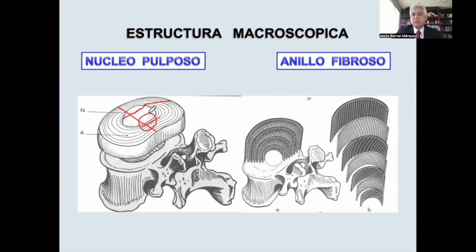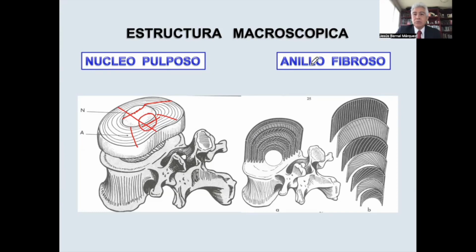That's why, as we'll see later, herniated discs are usually posterior, not anterior. And why are they lateral and not medial? Well, because the thinnest part is precisely these areas, which is the lateral part. The nucleus pulposus is practically water.